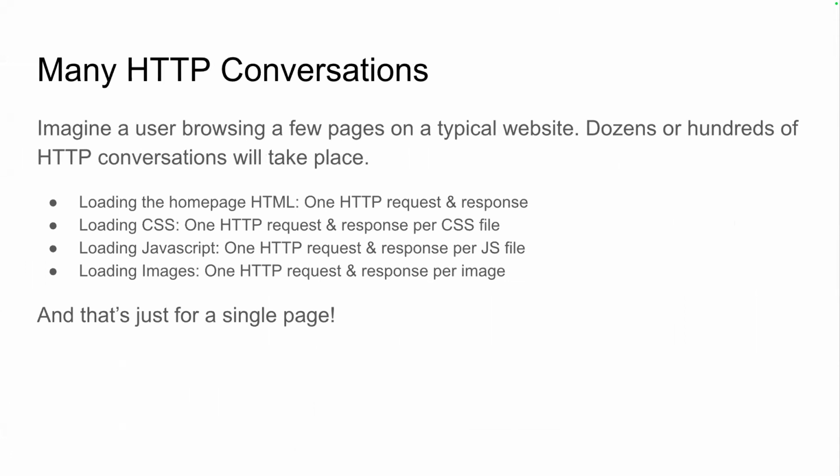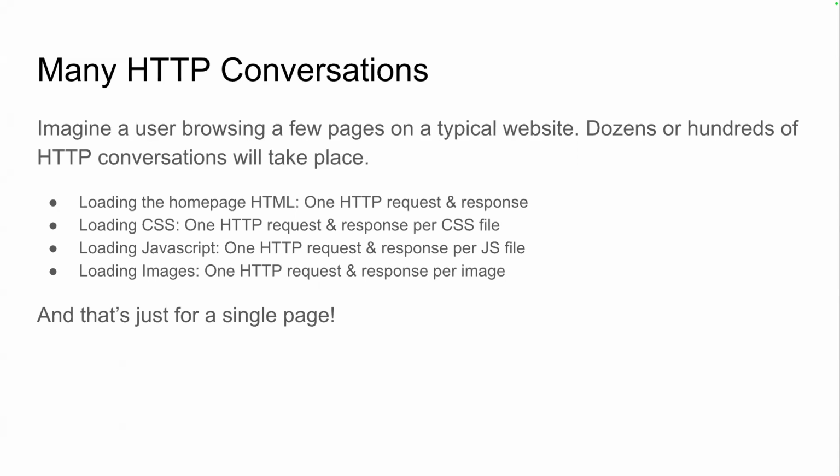Many HTTP conversations. Imagine a user browsing a few pages on a typical website. Dozens or hundreds of HTTP conversations will take place. Loading the homepage HTML, one HTTP request and response. Loading CSS, one HTTP request and response per CSS file. Loading JavaScript, one HTTP request and response per JS file. Loading images, one HTTP request and response per image, and that's just for a single page.